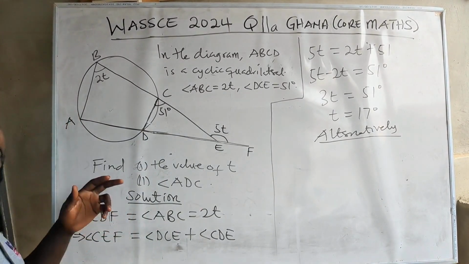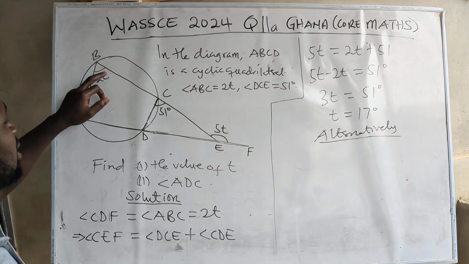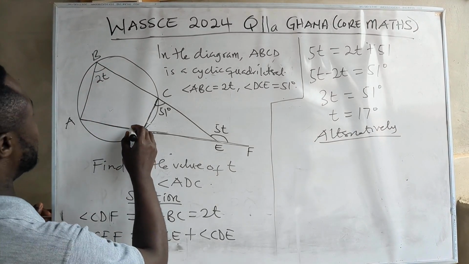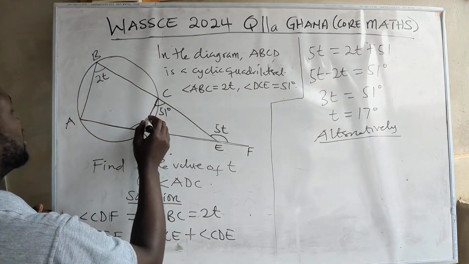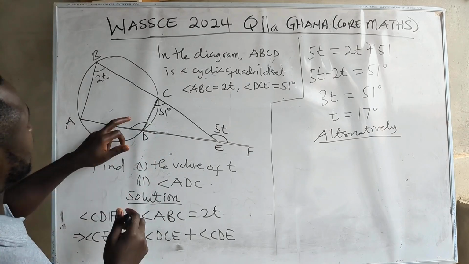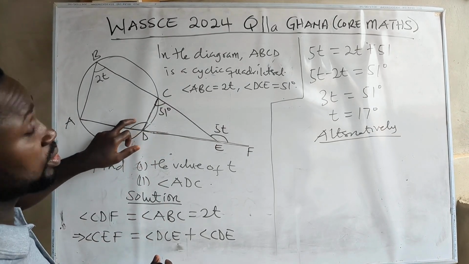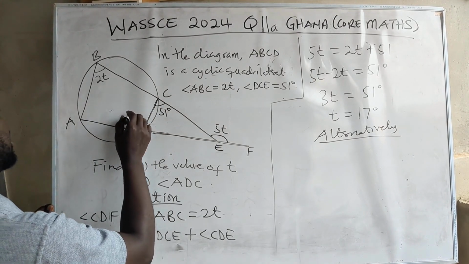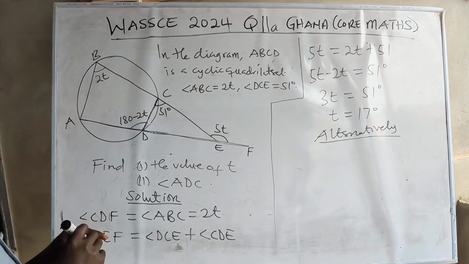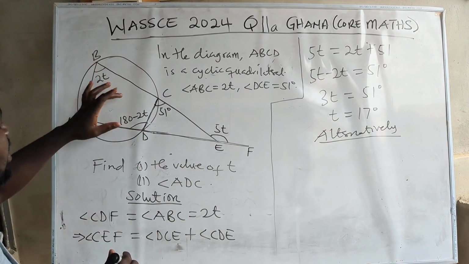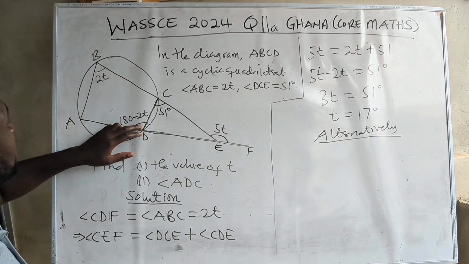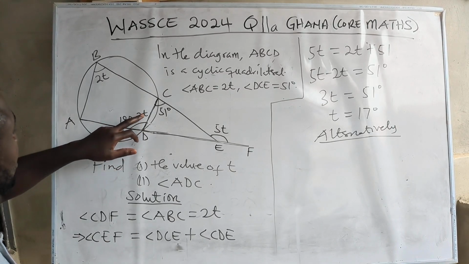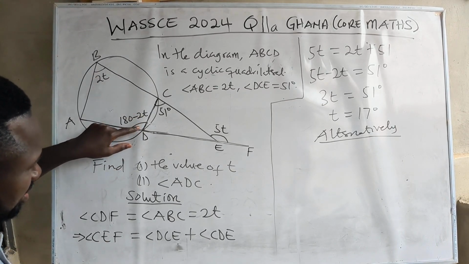We know that for a cyclic quadrilateral, the opposite interior angles add up to what? 180. So it means that 2t plus the angle ADC is going to give me 180. So what will be the angle here? It will be 180 minus 2t, because the sum of these two will give me 180. Then when I subtract this from 180, I'll get the angle here.